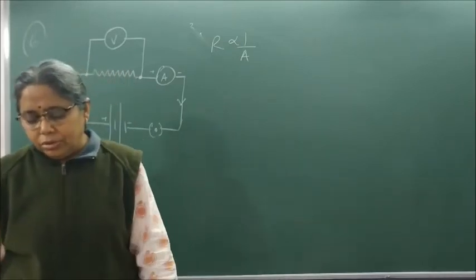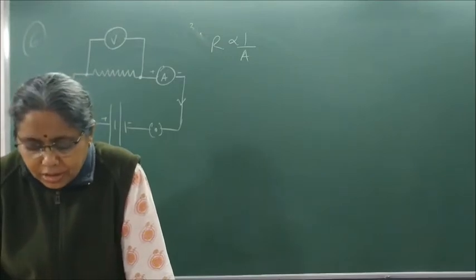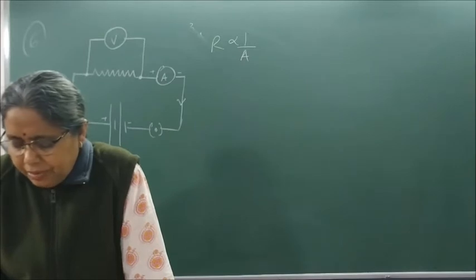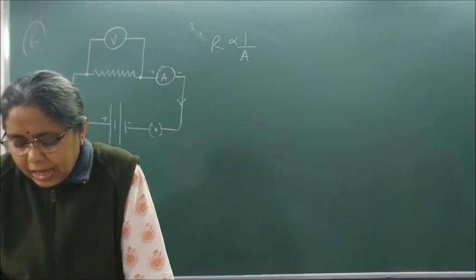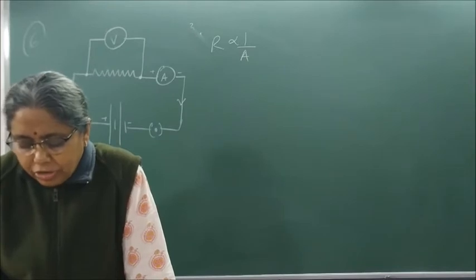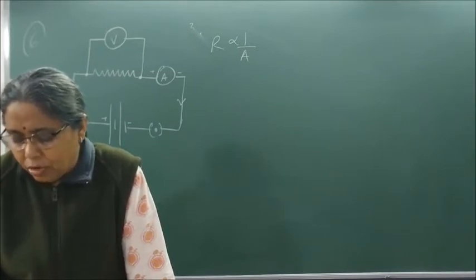Okay, now two conducting wires. This fourth problem is very important, mark it as important. Two conducting wires of the same material, of equal length and equal diameter, are first connected in series and then in parallel across the same potential difference. Find the ratio of heat produced in series and parallel combinations.